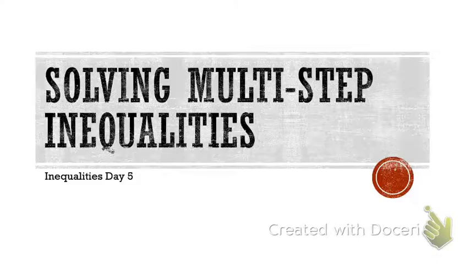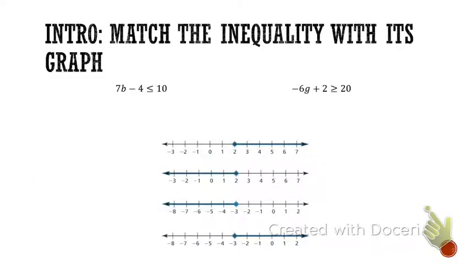Okay, this is our Inequalities Day 5 lesson, our second lesson for the week. And today we're solving multi-step inequalities. So we're going to see some familiar setups. We're going to see variables on both sides of the inequality. We'll see addition and subtraction and also multiplication and division. So these are like our two-step equations that we learned earlier this year.